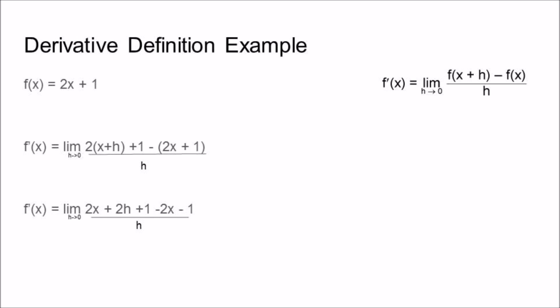Now, we do some simple algebra for the rest of the problem. Distribute the 2 and the negative sign respectively. Combine like terms. So now we are left with 2h over h. Now we can just cancel the h's and we are left with the derivative of f of x is 2.